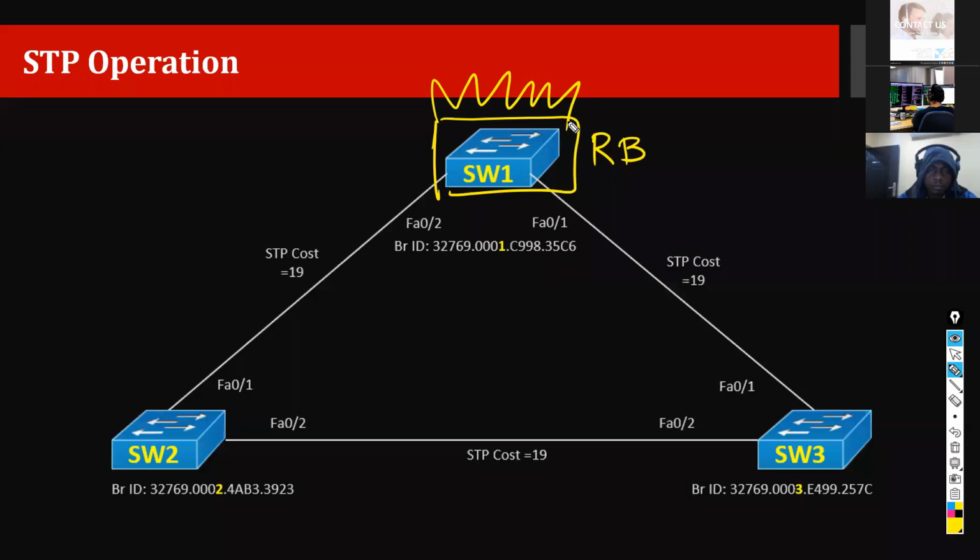What is the second step now? Yes, Theo, selecting the root ports. So what is the root port? Switch number 2, FA0/1 will be the root port. Why? Because it is facing the root bridge. Similarly, on switch number 3, this one will become the RP, means root port, because it is facing the root bridge, and this one is also RP. What is the third step now, guys?